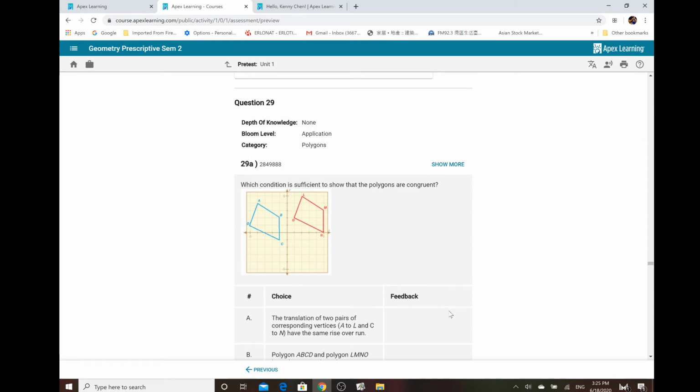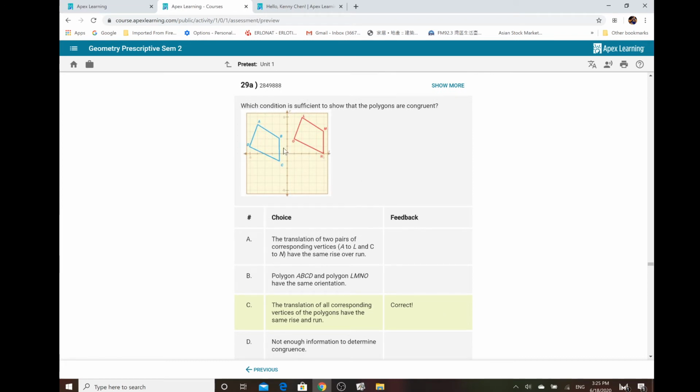So which condition is sufficient to show that the polygons are congruent? So it looks like this one shows some kind of sliding translation relationship. Okay, so the translation of all corresponding vertices of the polygon have the exact same rise and run. If you try to calculate that from A to A', from B to B', we use the exact same slope. So this one shows that the corresponding vertices of the polygon have the exact same rise and run.